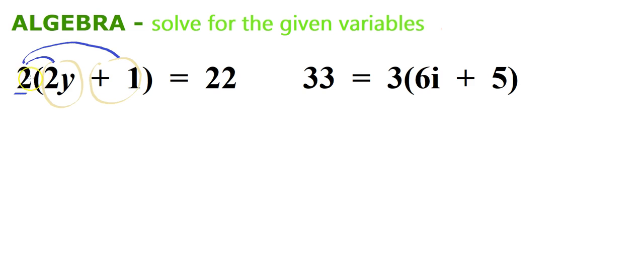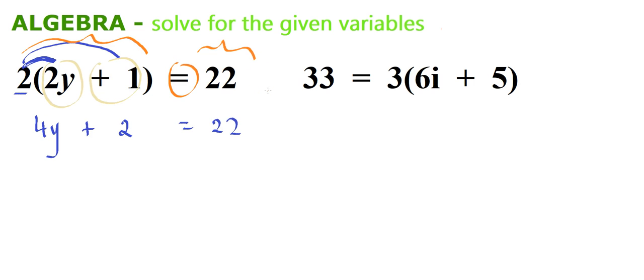So let's go about doing that. 2 times 2y, well, that equals 4y. And then 2 times positive 1 is positive 2. And that equals 22. So this is a balanced equation. What that means is that the left-hand side of the equation is equal to the right-hand side. So whatever we do to one side, we've got to do to the other. There are no brackets on the other side, so we don't need to do any expanding on the right-hand side.